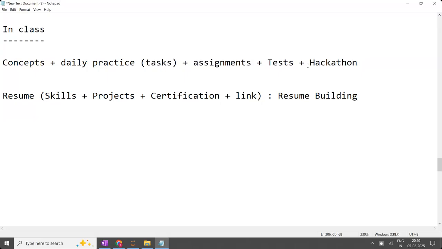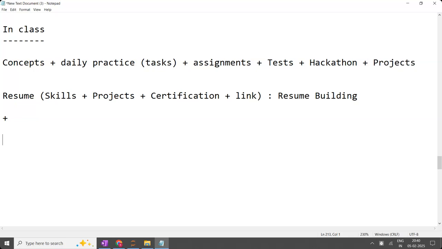These are the things which will be completed in the class along with the projects. I'm going to explain the concepts with the projects. So these are all in the regular class. And once your resume is completed, now you are going to share it with the companies. Now you have the subject. Now you are going to apply to the companies.